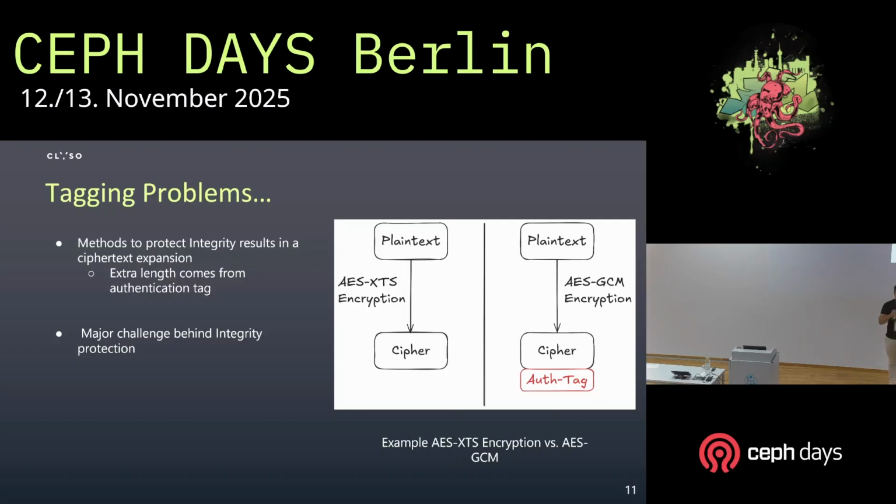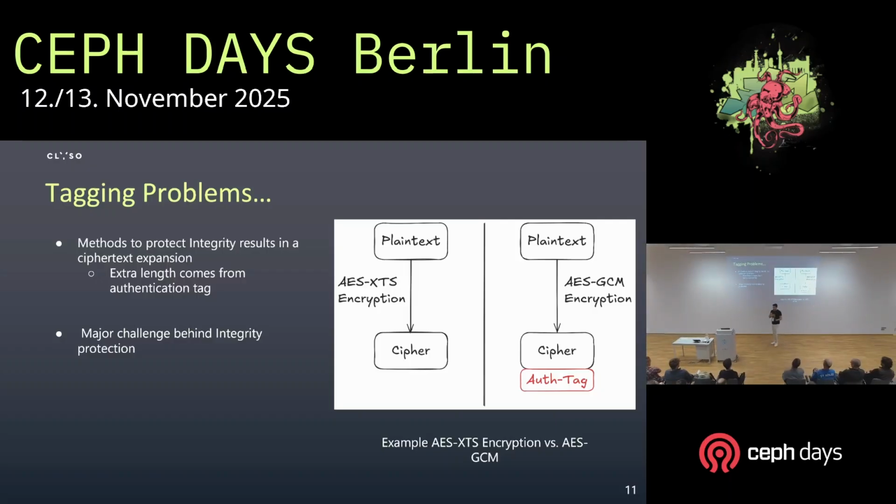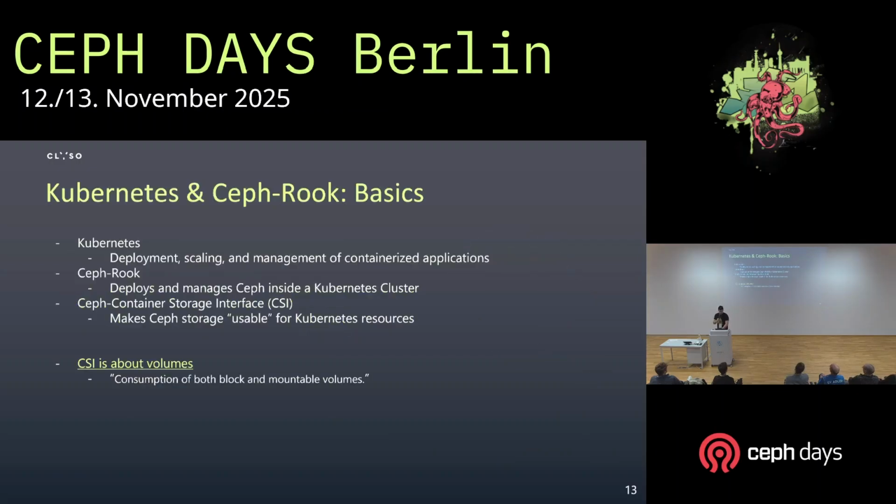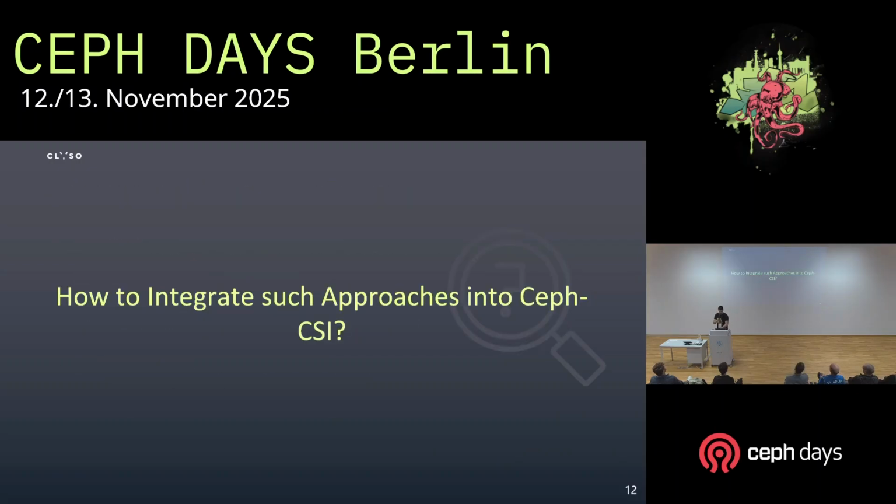In S3 encryption, what is done is you encrypt the object and you just put this authentication tag in the object metadata, and that's it. But how would you do this in a disk encryption context? So how could you add this into Ceph-CSI?